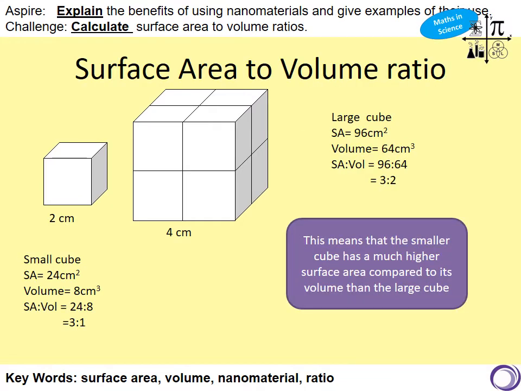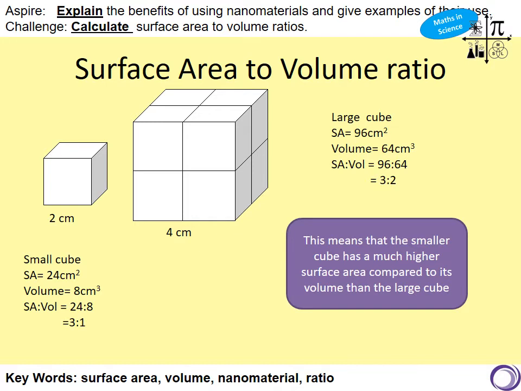So surface area to volume ratios. If we look at the small cube, we've already calculated that its surface area is 24 centimetres squared. Its volume is 8 centimetres cubed, so its surface area to volume ratio would be 24 to 8, or simplified, that would be 3 to 1.